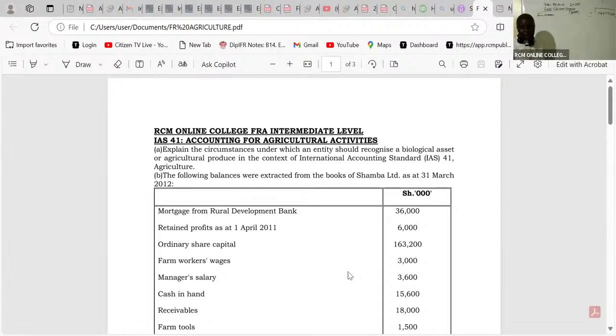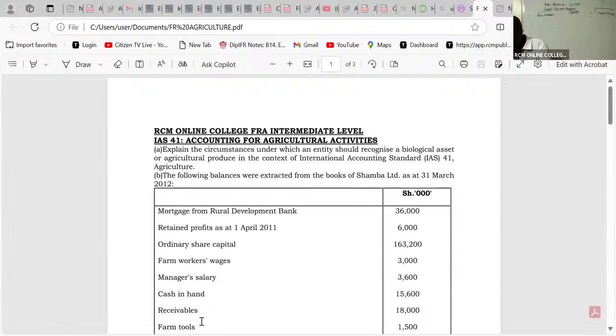All right. Now, gentlemen, from there, we can go down slowly. What are we able to see here? You can see farm workers' wages that we have handled. You can see manager's salary that we already handled. Cash in hand will go to a balance sheet. Receivables will go to a balance sheet. Then we have farm tools. These are our assets, which will be depreciated. So depreciation will come to my general income statement.